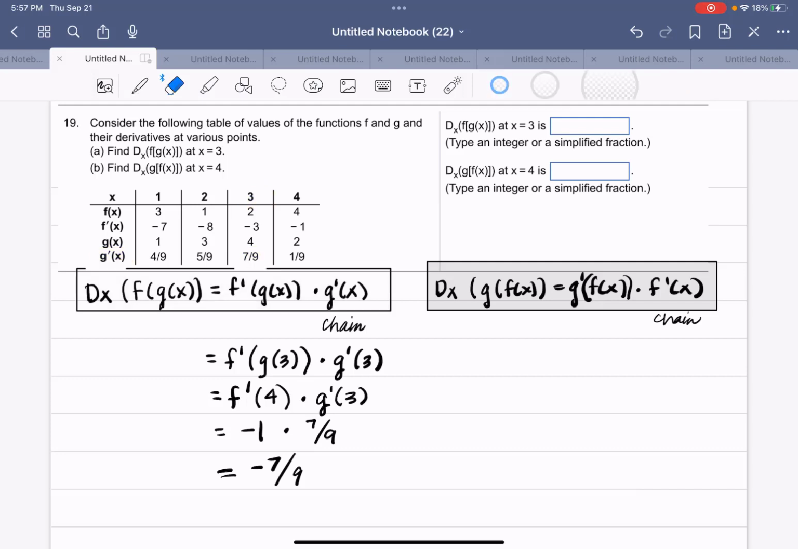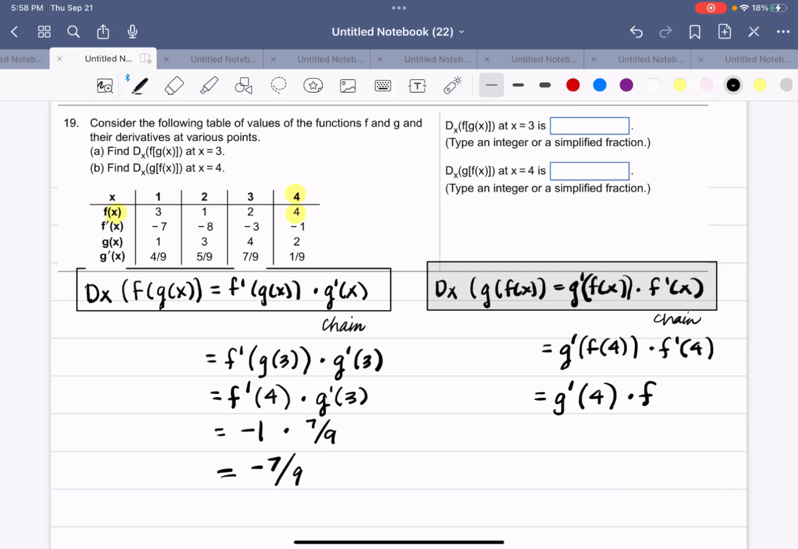So now part B. The first thing I'm going to have to do, starting on the inside, I can't find g prime until I know what f of 4 is. Then I'll multiply it times f prime of 4. So I go to my chart. So then I'll have g prime, and I have to find f of 4, which happens to be 4 this time. And then I'll multiply that times f prime of 4.